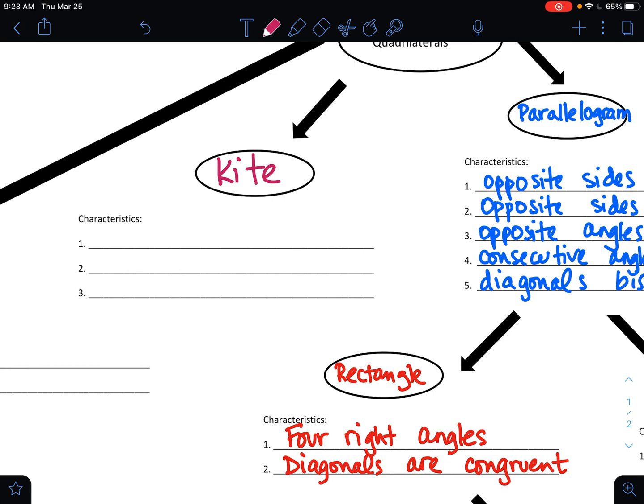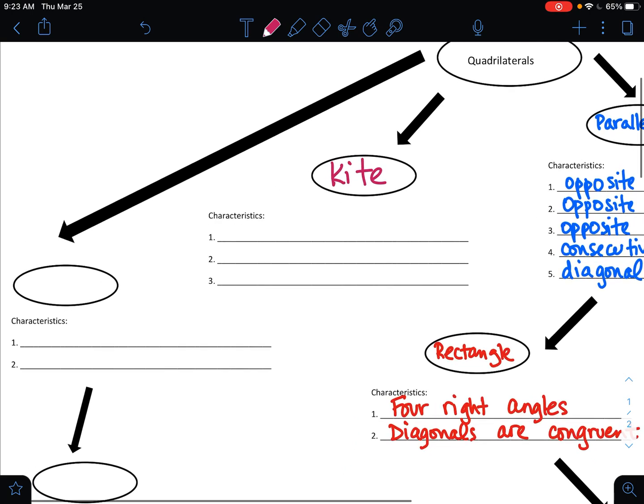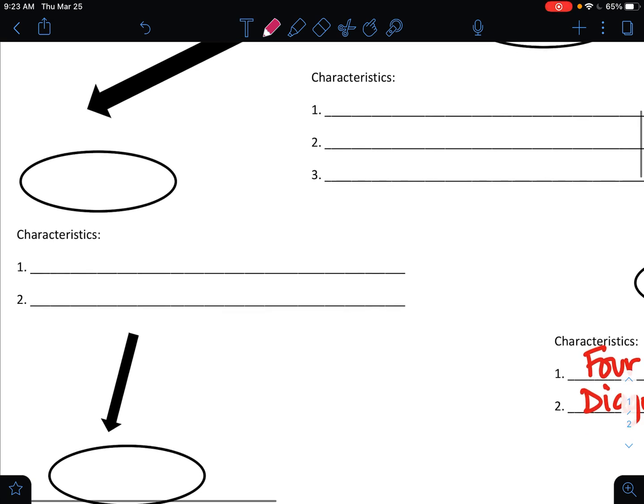Okay, so, you know, like you would fly a kite, there are properties of a kite. It is considered a type of quadrilateral. And then let's move way over here even further to the left. The first one here will be trapezoid.